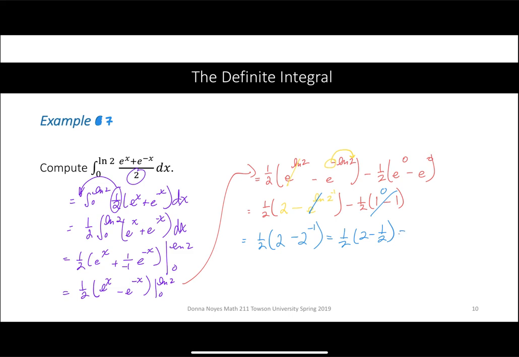So what ends up happening is I have 1/2 times 3/2, or 3 over 4. Yes, you can plug all of this into your calculator if you want to, but the more work you show me, the more partial credit I can give you.